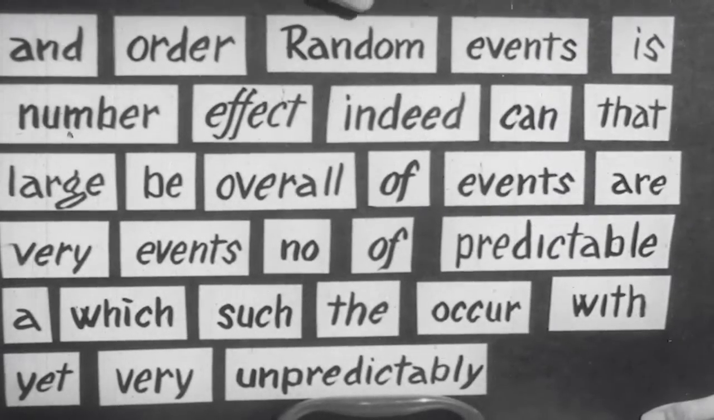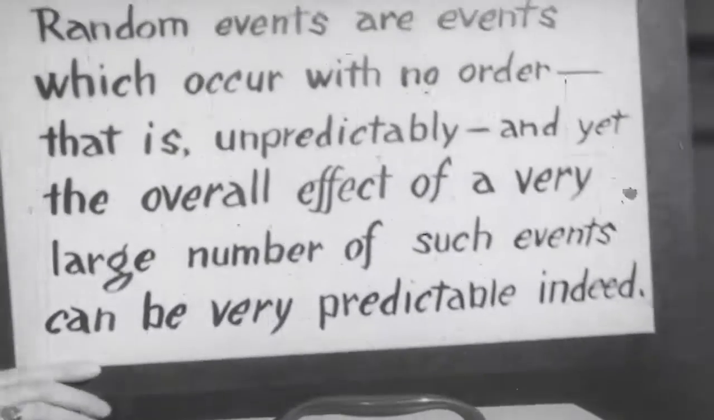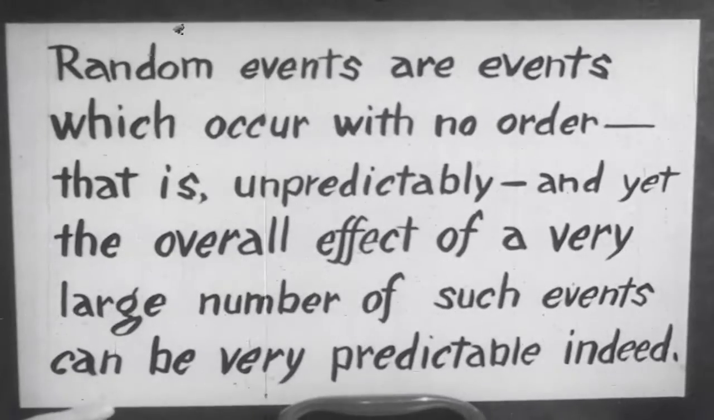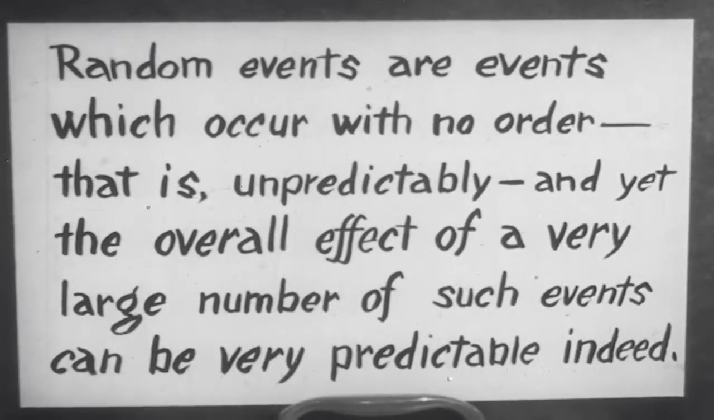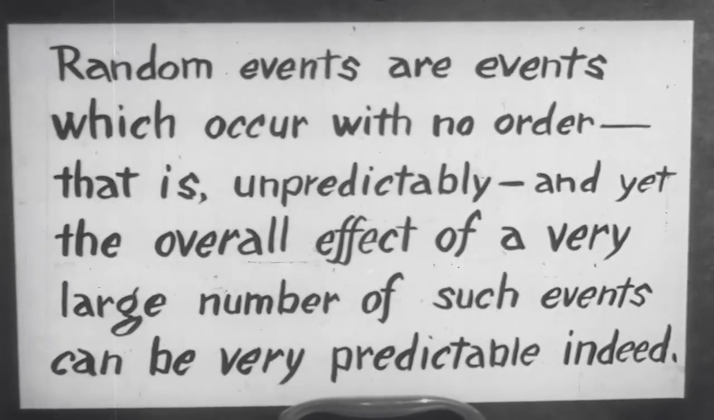Here's the sentence before it was scrambled. Random events are events which occur with no order, that is, unpredictably. And yet, the overall effect of a very large number of such events can be very predictable indeed.